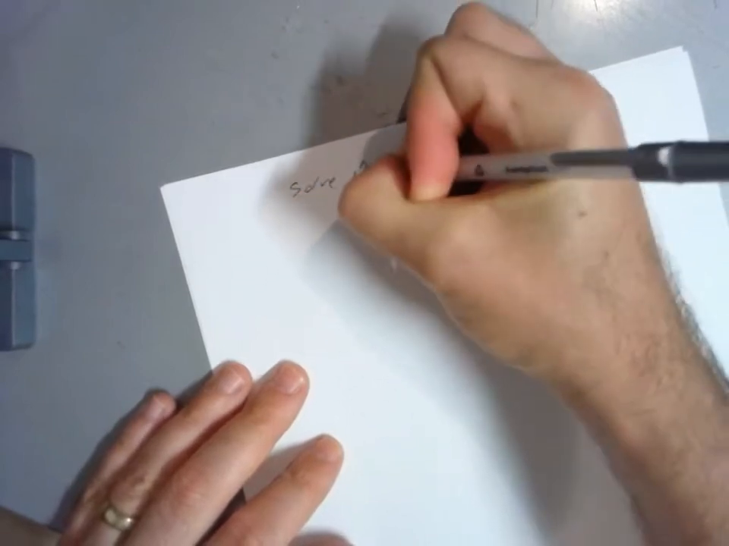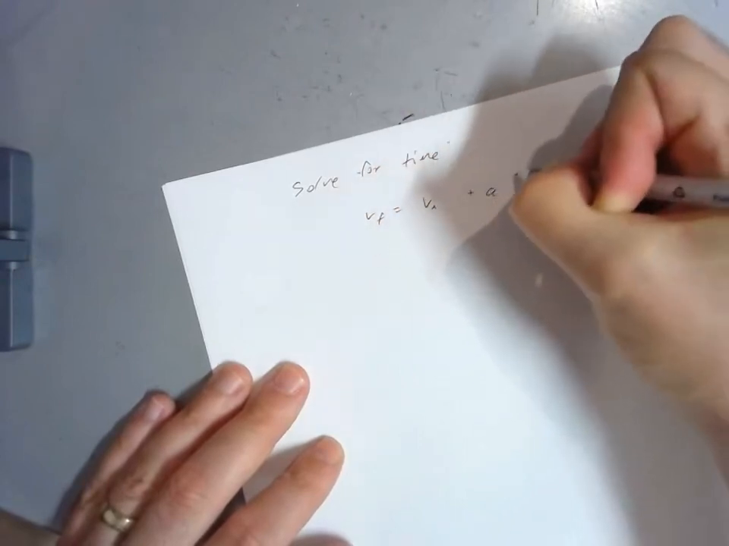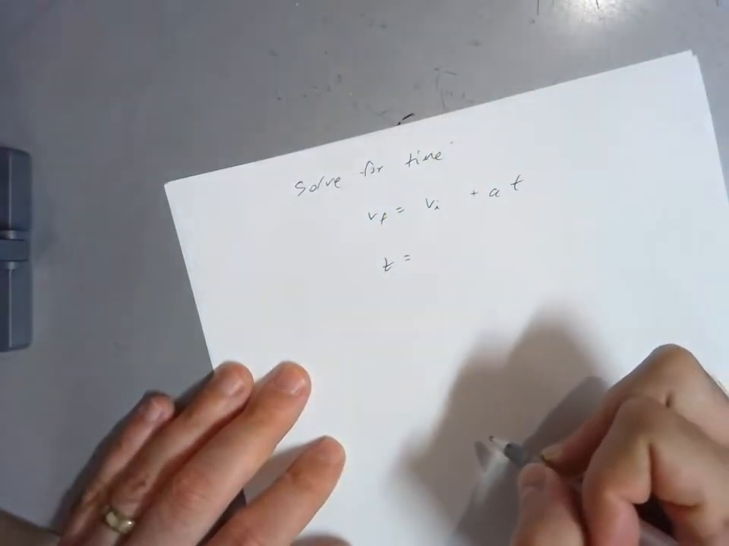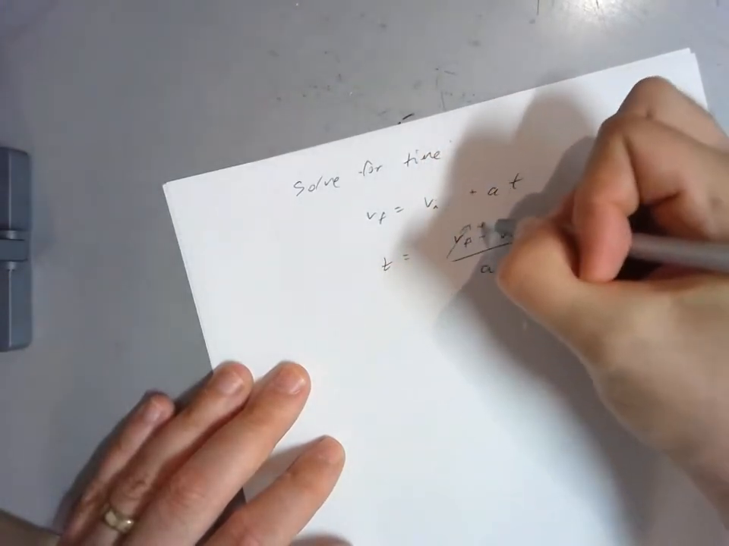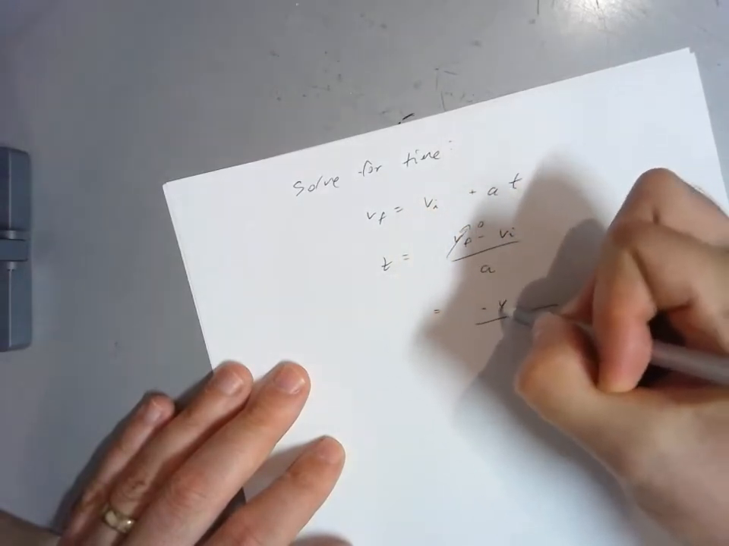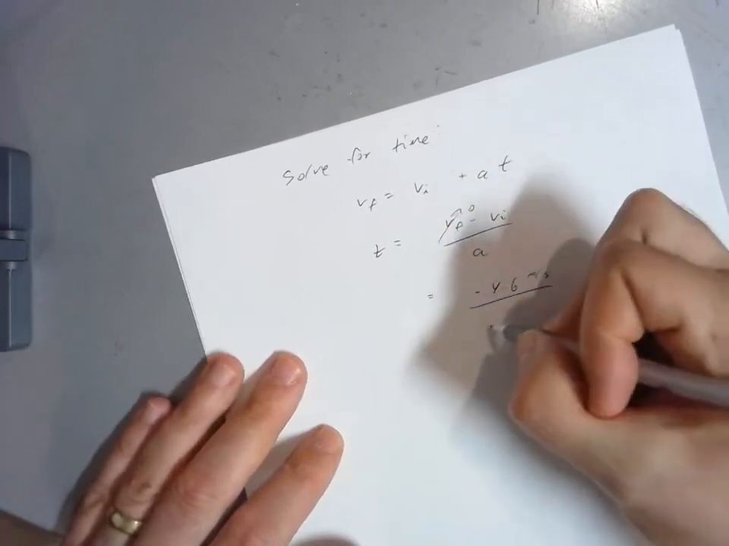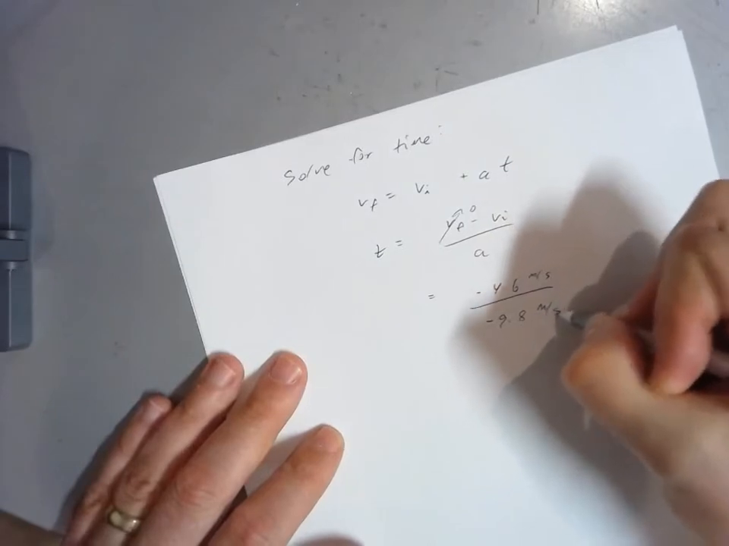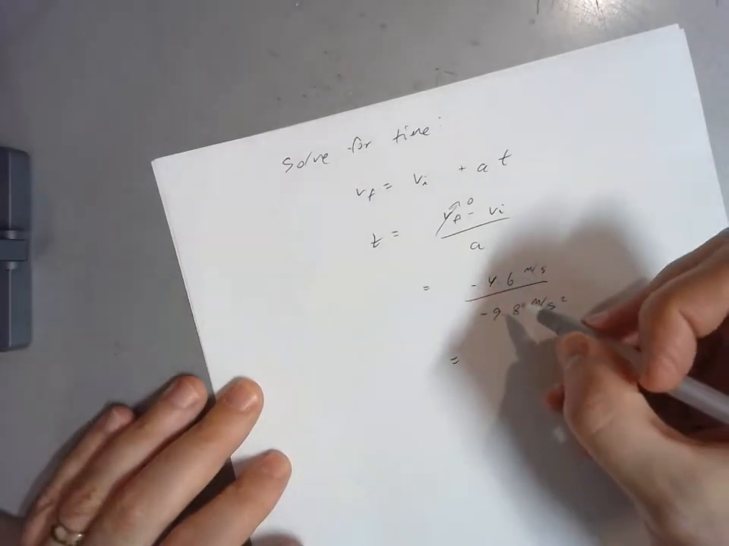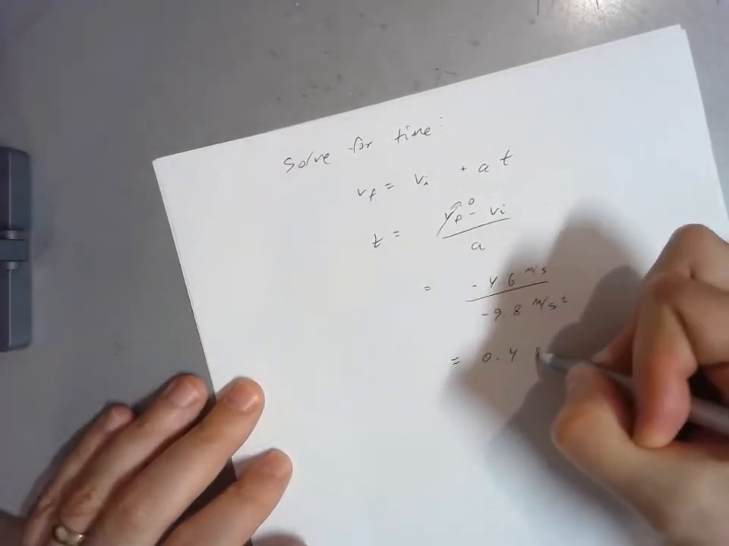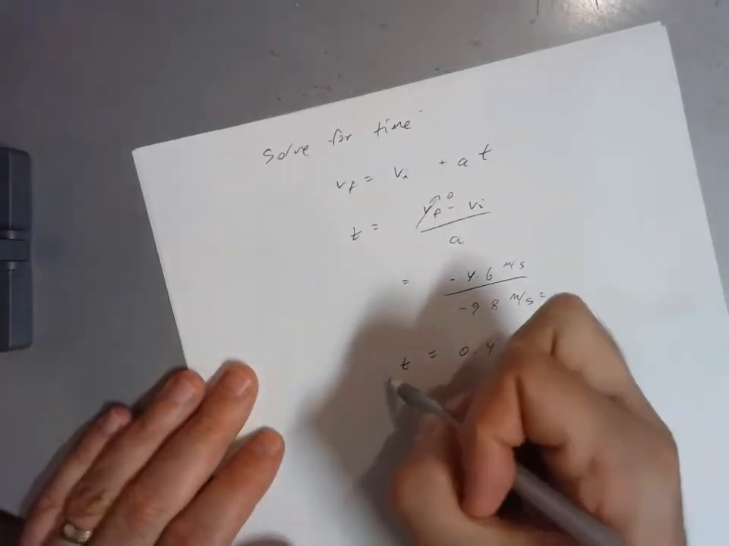I'm going to solve for time. I'm going to start with my DVAT equation, and then I'm going to isolate T. T is VF minus VI divided by A. VF is 0. VI we know is 4.6 meters per second. There's my minus sign from the equation. A is negative 9.8 meters per second squared. And if I divide that out, I'm going to get about 0.4 seconds. I rounded off a little bit, but that's the time.